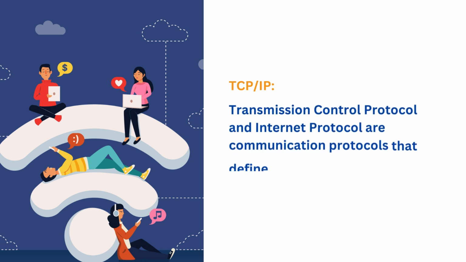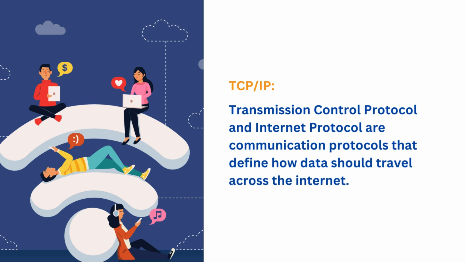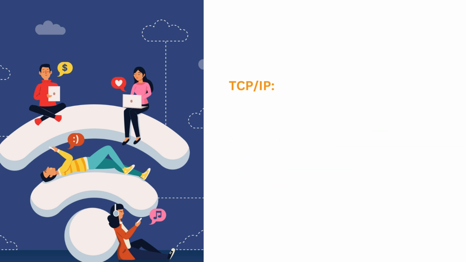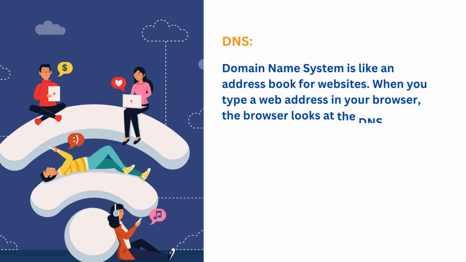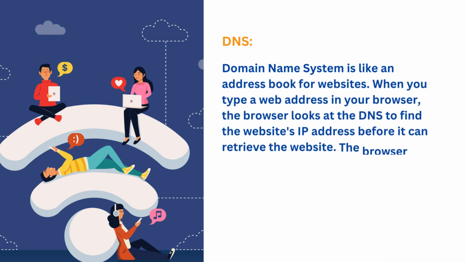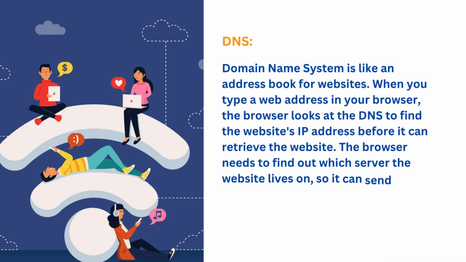Transmission Control Protocol and Internet Protocol are communication protocols that define how data should travel across the internet. Domain Name System is like an address book for websites. When you type a web address in your browser, the browser looks at the DNS to find the website's IP address before it can retrieve the website.